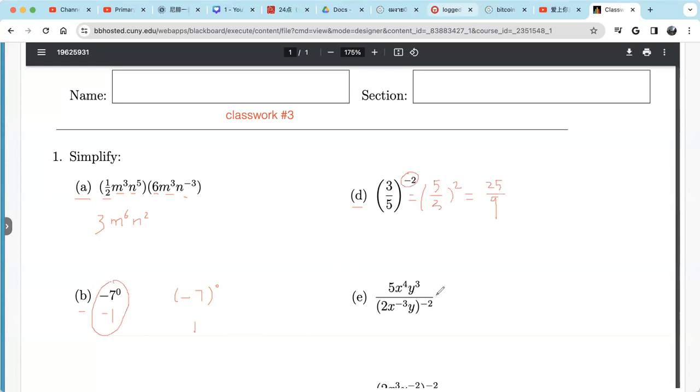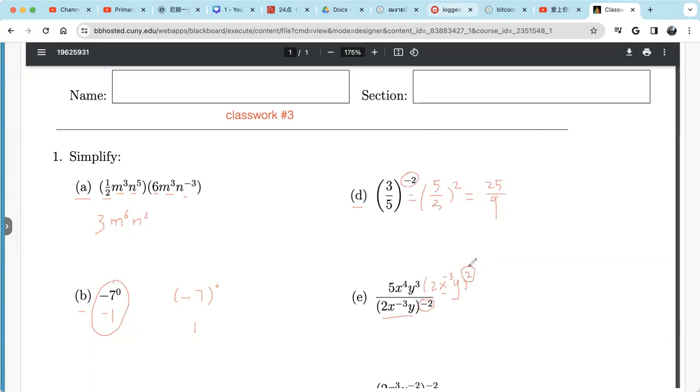Let's see for E. For E, I have the denominator raised by -2. So that means I can flip to the numerator. I have 2 times x raised by -3, then y times y, then raised by +2. Raised by +2, because I have everything raised by -2 in the denominator. Now I flip to the numerator and with a positive exponent.